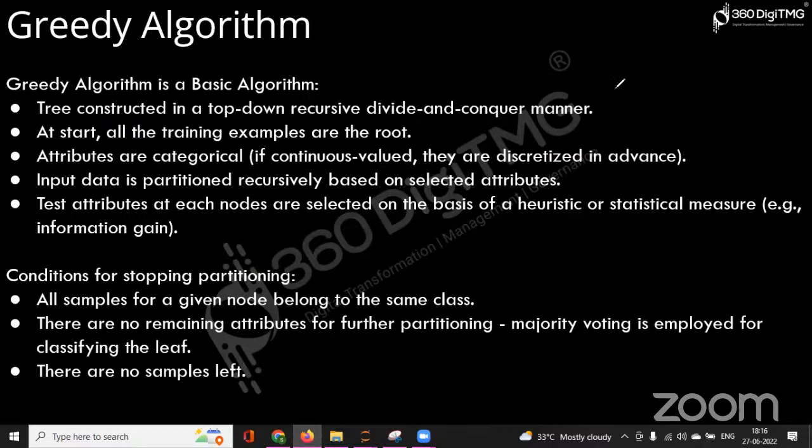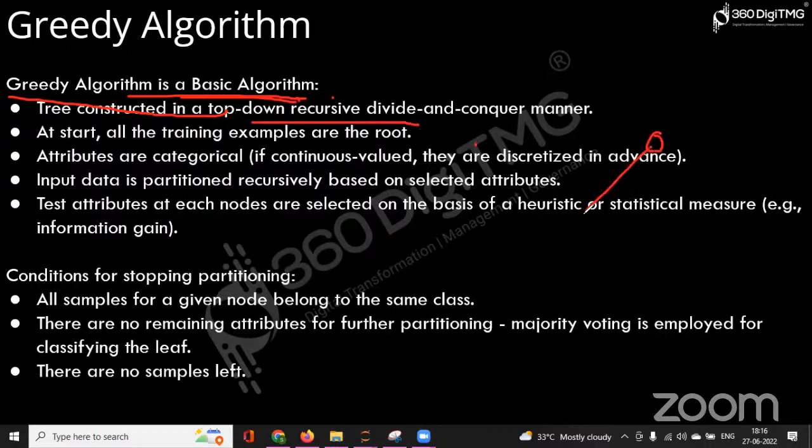So when it comes to decision tree, we'll see how exactly we'll be doing that: entropy, how we'll be calculating entropy, and how we calculate the information gain from that particular data frame. But before that, the greedy algorithm. The greedy algorithm is a very basic algorithm to calculate the entropy, and then using that entropy we can calculate the information gain.